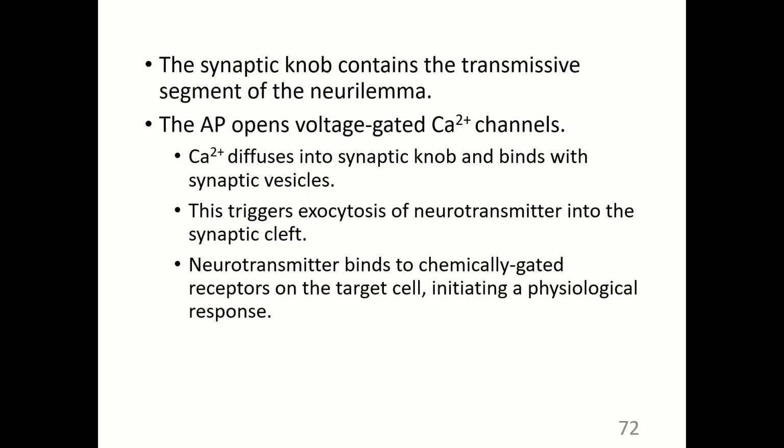The synaptic knob contains the transmissive segment of the neurolemma. At the synaptic knob, the action potential will open voltage-gated calcium channels. The calcium ions diffuse into the synaptic knob and bind with synaptic vesicles. This triggers exocytosis of the neurotransmitter into the synaptic cleft. The neurotransmitter binds to chemically gated receptors on the target cell, initiating a physiological response.